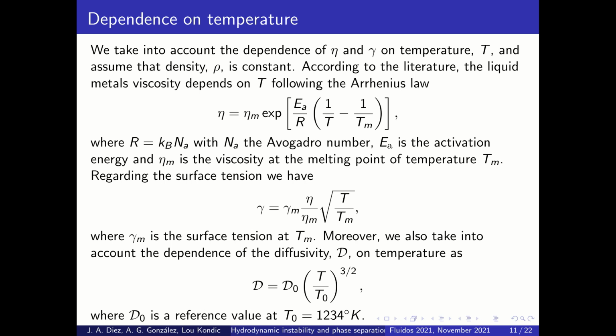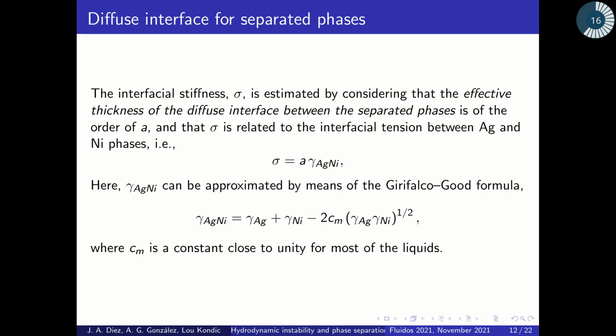Here the index M refers to the melting values at melting temperature, so we use this expression as a function of temperature. The interfacial stiffness, which is a new parameter in this description, can be calculated from the interfacial surface tension between the two separated phases, like silver and nickel. This can be approximated by the well-known Hirifalco-Good formula, which depends on an adjustment constant Cm, which we also have to calculate for this problem.